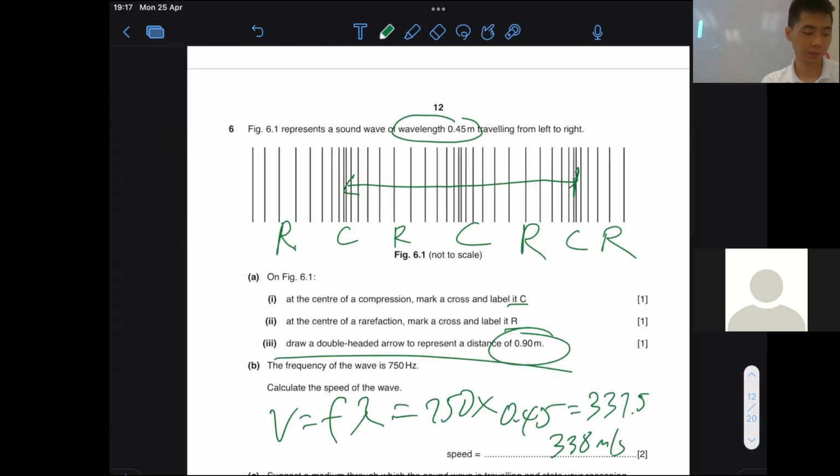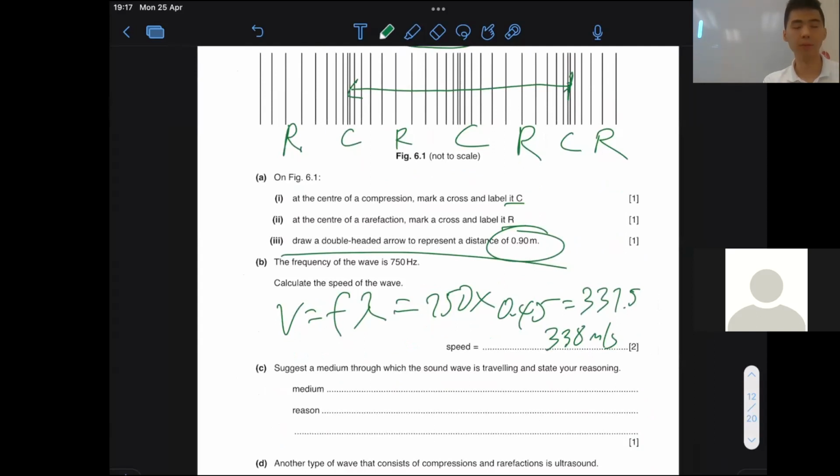Okay. Then after that, suggest the medium which it is traveling in. What medium is this? Solid. You just say solid. Why is it? Liquid, solid, or gas? Why gas? It's gas, right? For sure.